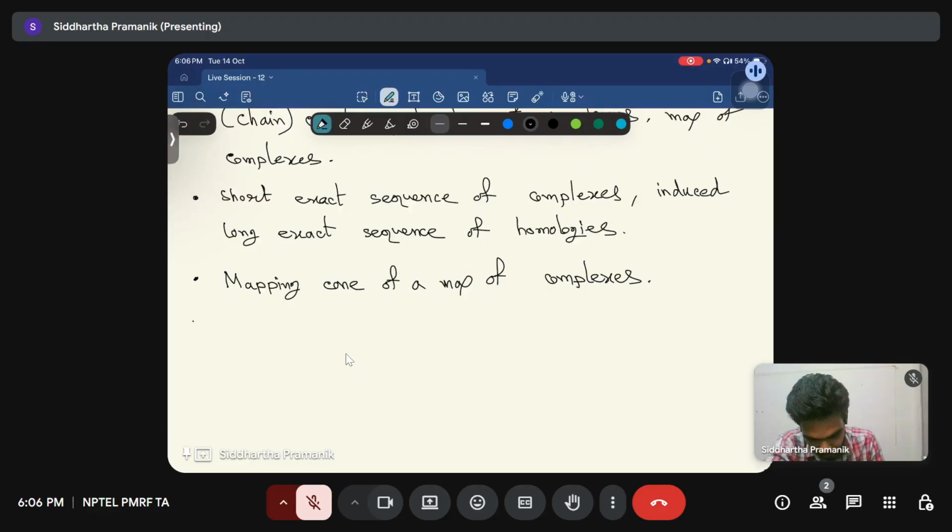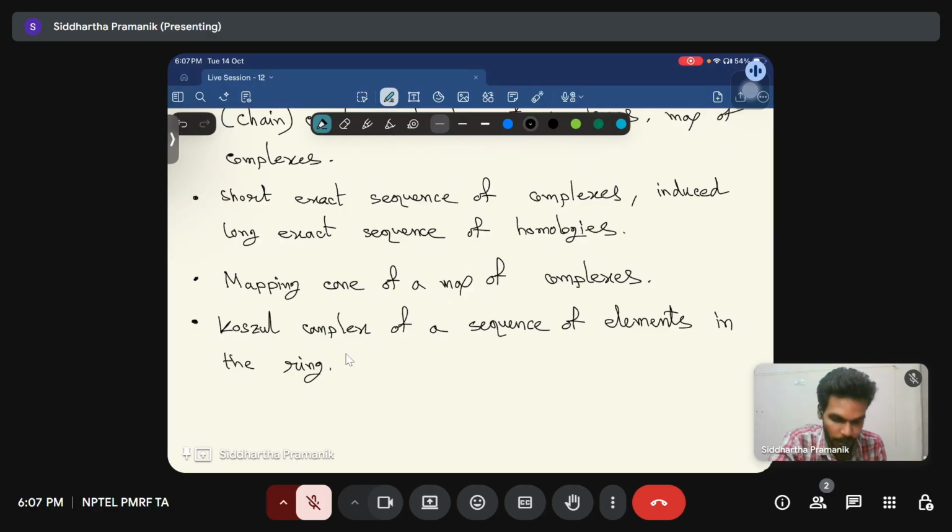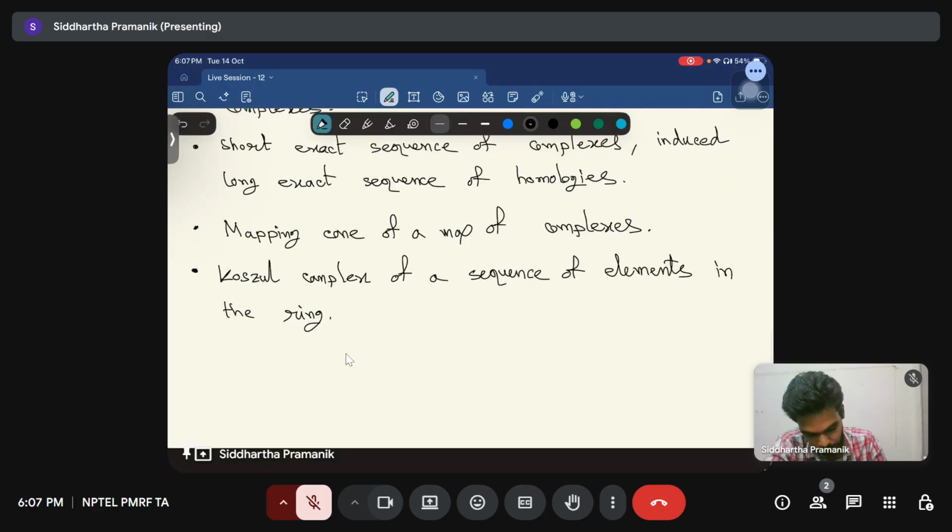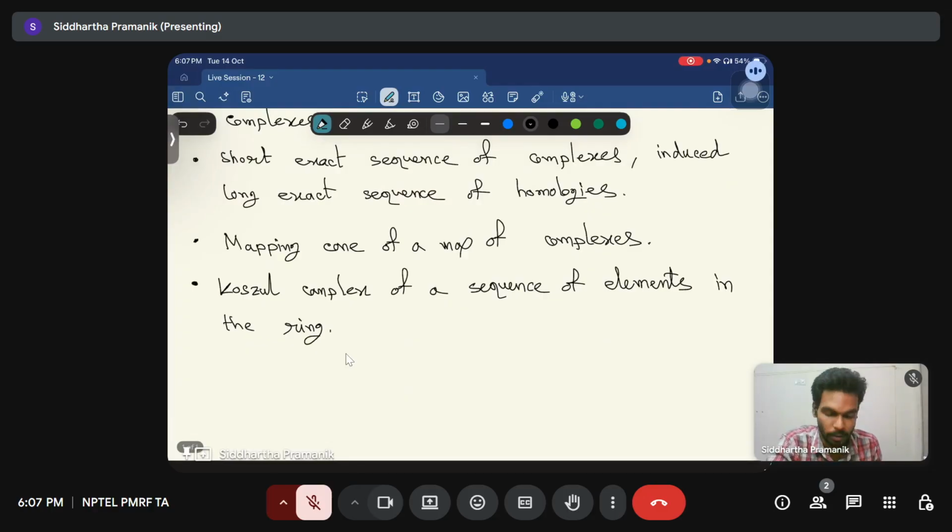Then using this mapping cone, we have defined a Koszul complex of a sequence of elements in the ring. We have defined it inductively using the mapping cone. And we have also seen some properties of this Koszul complex.